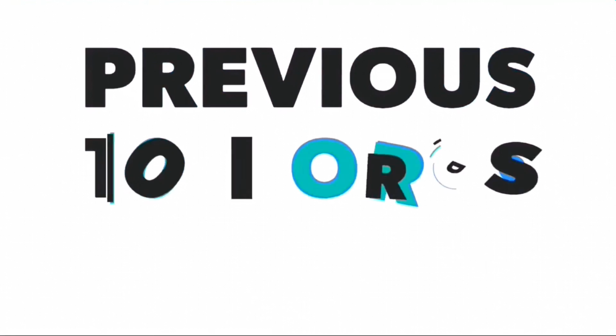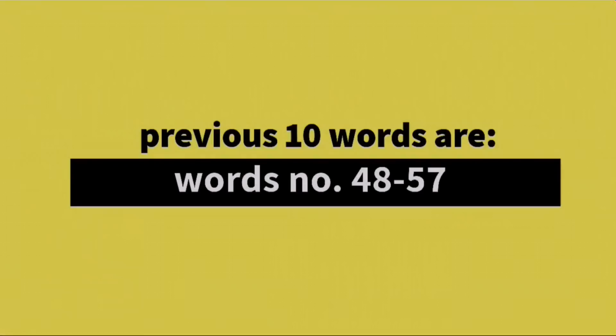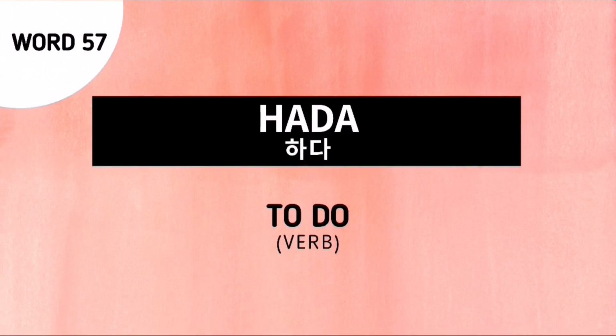Now let's proceed to our previous 10 words recap. As of now, our previous 10 words are words number 48 to 57. But don't forget our word for today, word number 58, ulta, which means to cry. Next word is hada, which means to do. Next word is gada. This is a verb which means to go.